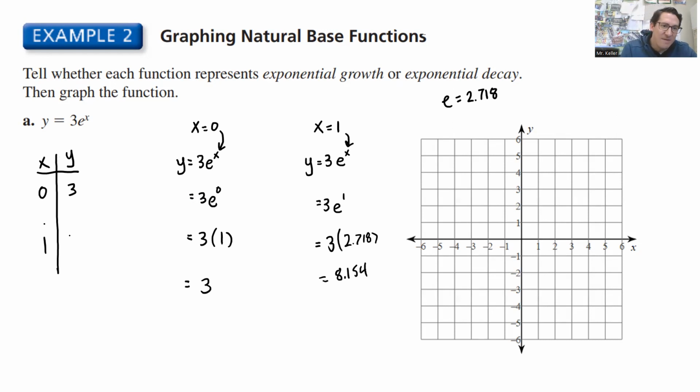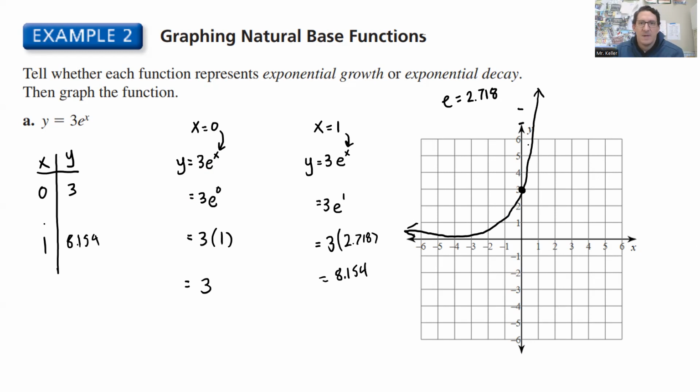So this is why the graph is going to be weird. You just kind of have to approximate where that point's going to be. This first one's easy. X is 0, y is 3. So that point's going to be here. And then 1, 8.154, it's going to be like right here. And then I'm going to connect these dots. It's going to come through like this.